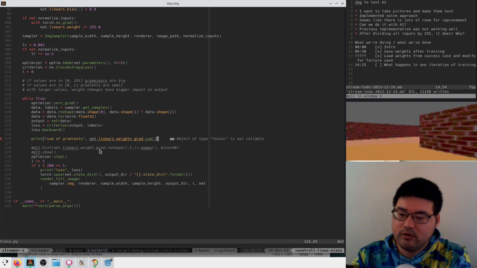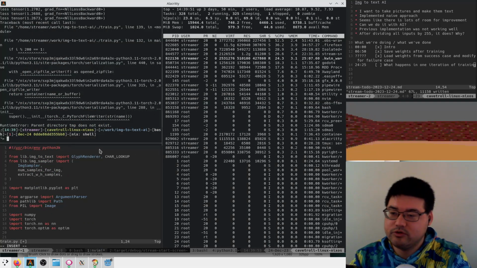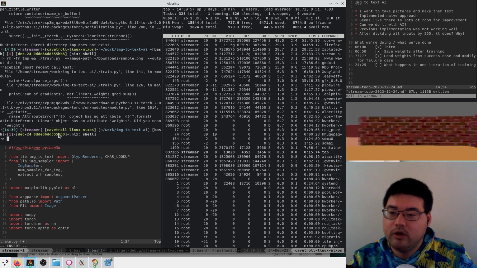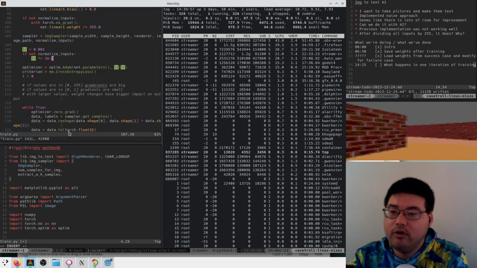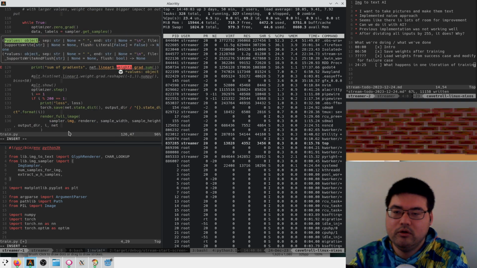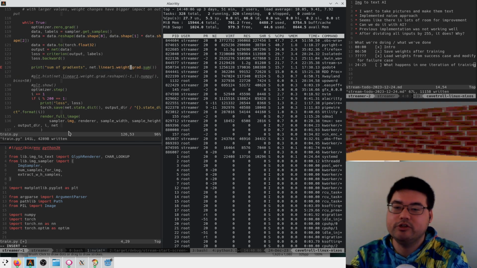And we are still training here, so let's do this. Linear object has no attribute weights. Oh, it was the linear one. Weight, not weights.